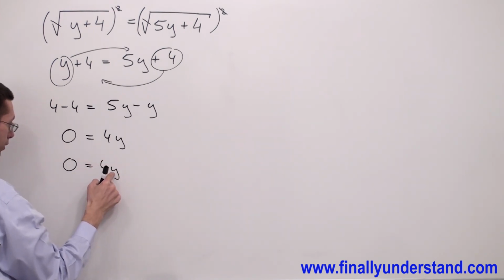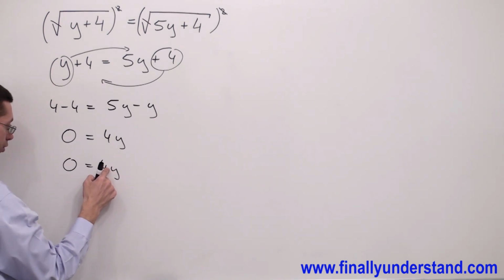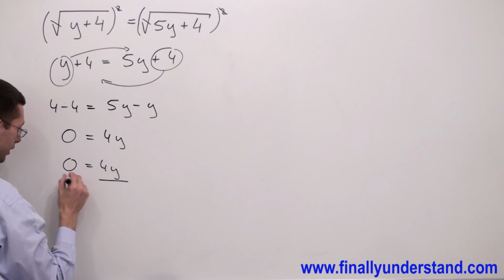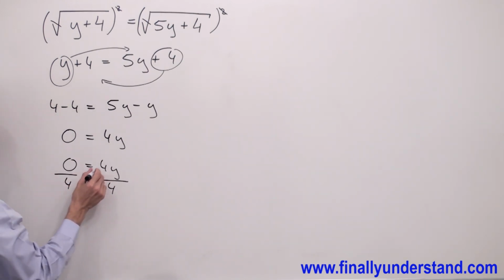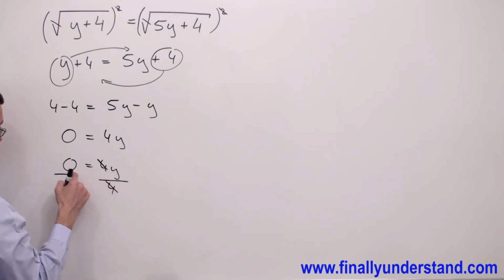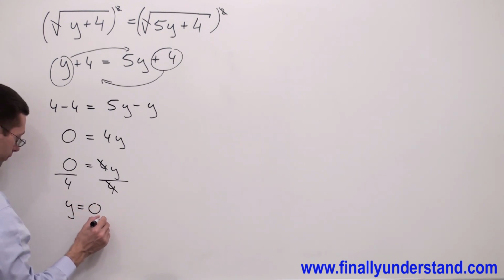Anytime I want to find y, I have to divide both sides of the equation by whatever is multiplied to my variable, in this case 4. I have to divide both sides of the equation by 4. 4 and 4 will cancel out. 0 divided by 4 is equal to 0. So I say that y is equal to 0.